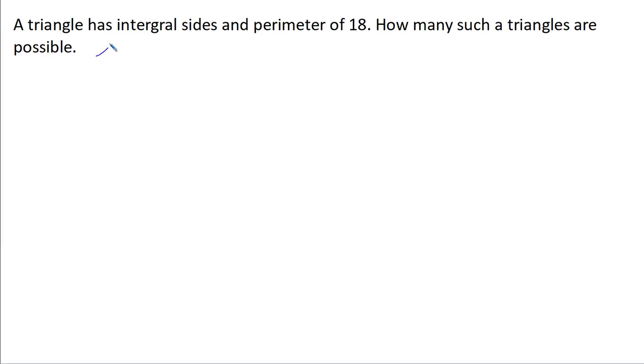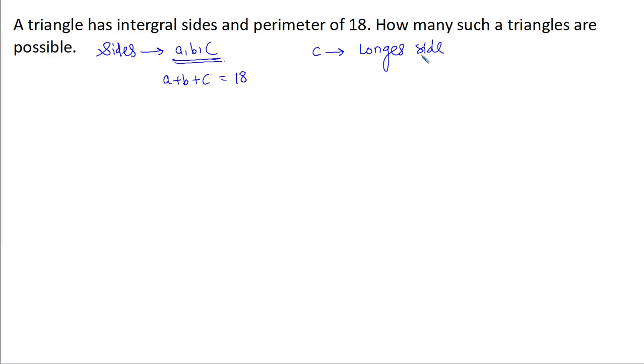Okay, so let's say the sides of the triangle are a, b, c such that a plus b plus c is equal to how much? Is equal to 18. Okay, so now how many such triangles are possible with integral sides? Okay everyone, so over here what I'm going to assume is, let's assume c is the largest side, c is the longest side.